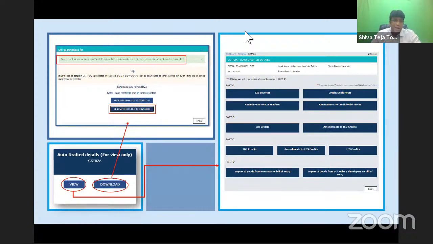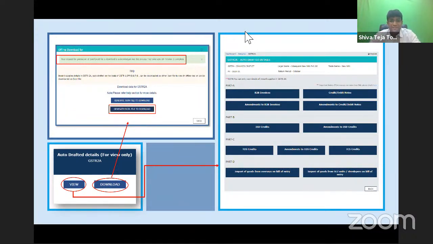In fact, my dear friends, the bill of entry is a document filed by the importer in order to claim his goods. And the importance of the bill of entry in GST is that whatever GST is paid on import of goods can be claimed as credit. That is why that figure is populated here.